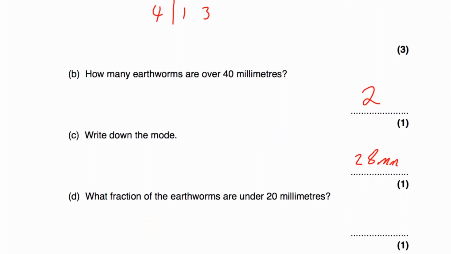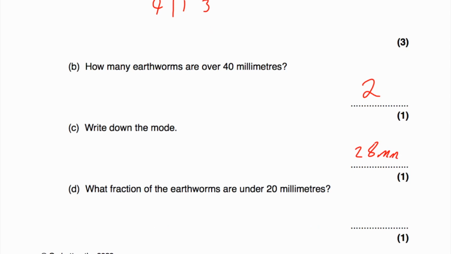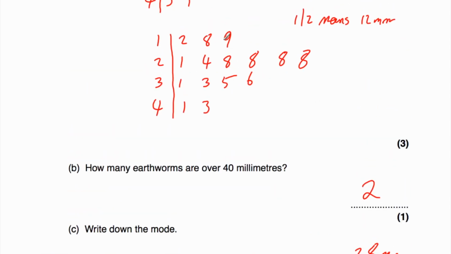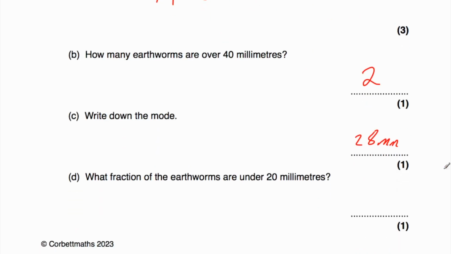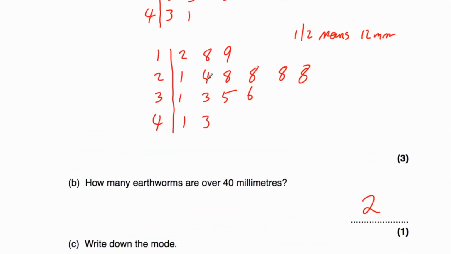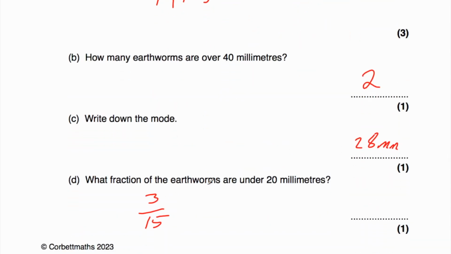Our next question says, what fraction of the earthworms are under 20 millimeters? So altogether, there's 15 earthworms. We'll put that as the denominator to begin with. Let's find our numerator by looking and finding how many earthworms have got a length less than 20 millimeters. So we had 12, 18 and 19. That's 3 earthworms. So 3 out of the 15, 3/15ths of the earthworms have got a length that is less than 20 millimeters.